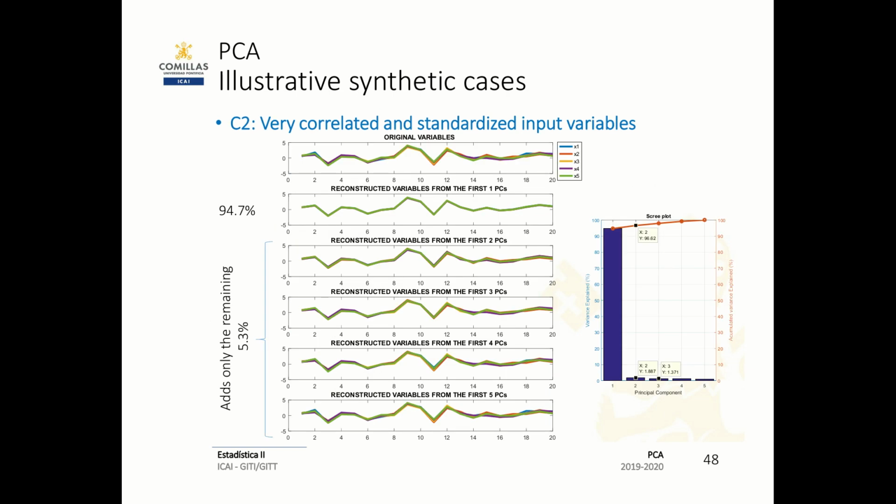Okay, so here we have the input variables, bringing almost the same information, and then the reconstruction with just one principal component, which is almost the same as the input. By adding 2, 3, 4, 5 principal components, we get closer and closer to the input, but already the first principal component was a very good approximation.